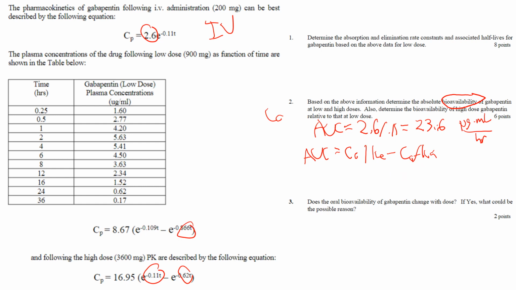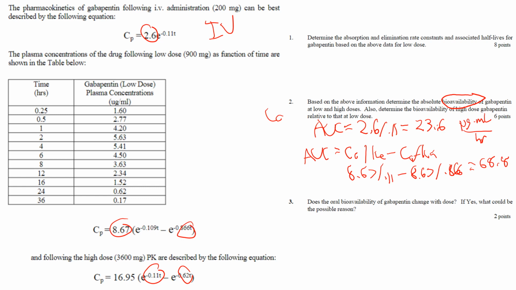We'll start with our low dose. So we have our 8.67 divided by 0.11, minus 8.67 divided by, I think that's 0.866. Yeah. So let me do that in my calculator. 8.67 divided by 0.11 minus 8.67 divided by 0.866. With that, we get 68.8.